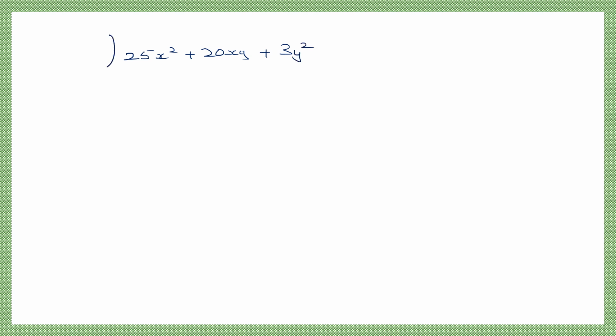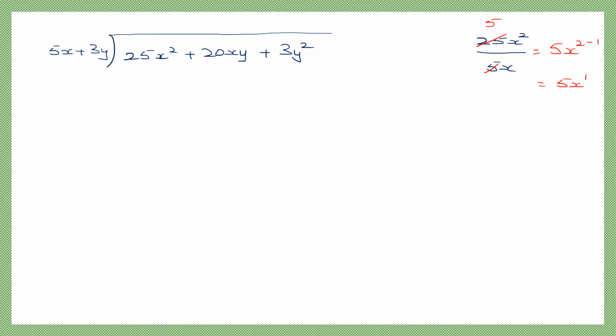Now we need to divide this by 5x plus 3y. Now take the first term of the dividend and the first term of the divisor and divide the two. So that is 25x square divided by 5x. So now we can cancel 5 and 25. 5 5s are 25. So our number is 5. X will be x to the power of 2 minus 1, which is 5x to the power of 1. That is 5x. So let's write down 5x here.